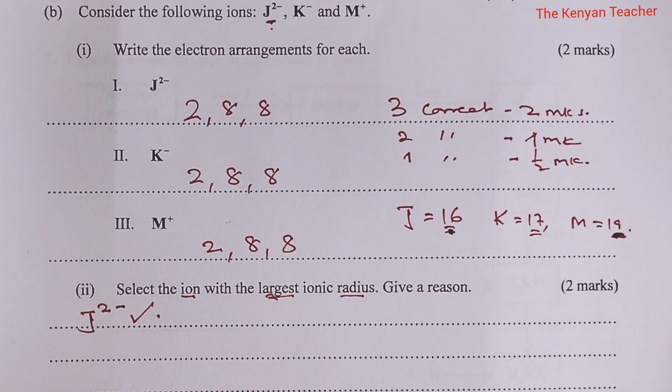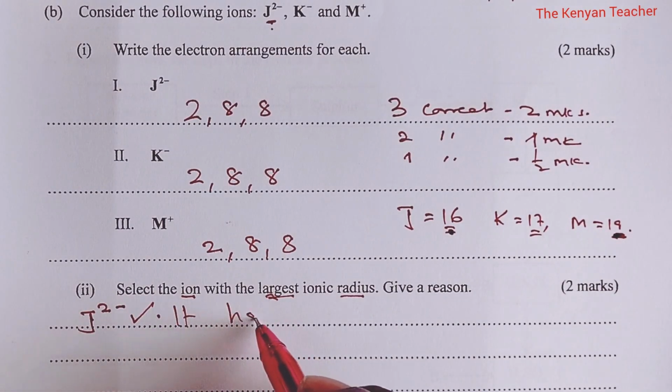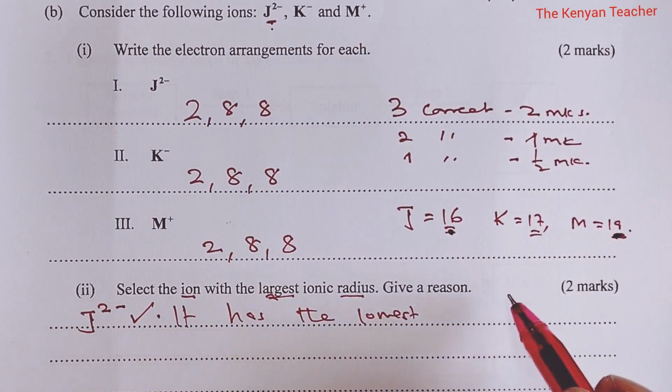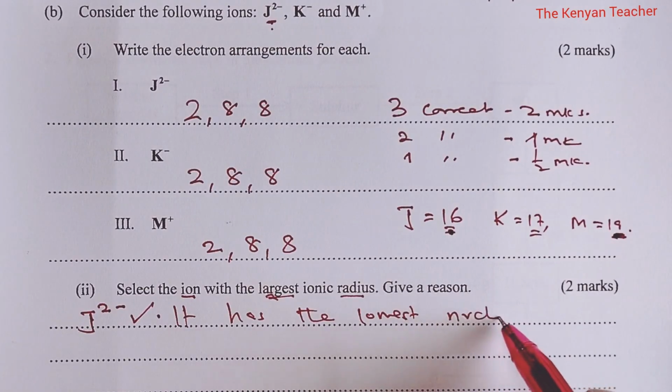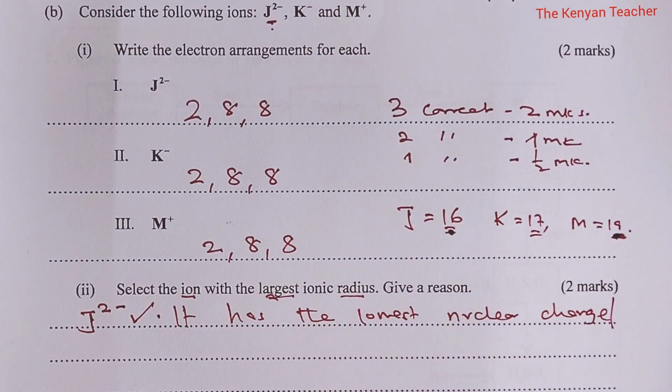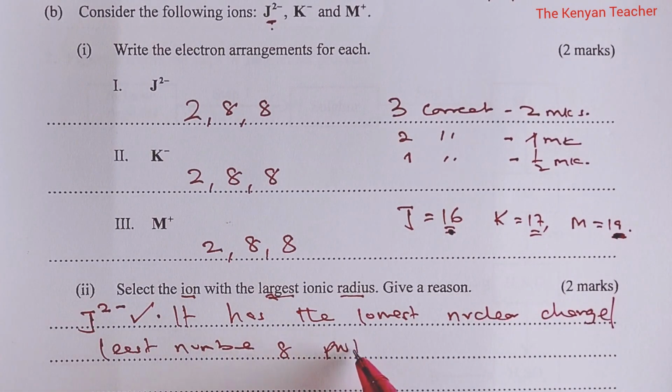There are quite a number of reasons that we would go for. The first one is that it has the lowest nuclear charge, just as I have explained. This could be substituted with: it has the least number of protons for the next half, giving us a total of 2.